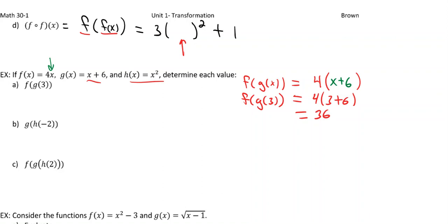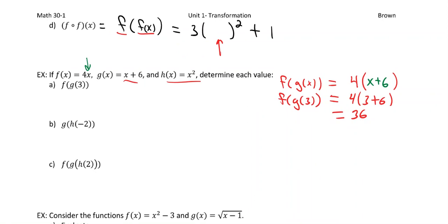Okay, so we can do it that way. You can put it together as a general function. But actually, there's an easier way to do this. We can even do this in our heads here. Let's just figure out what g of 3 is first. Okay, what is g of 3? Well, g of x was x plus 6, so what would g of 3 be?